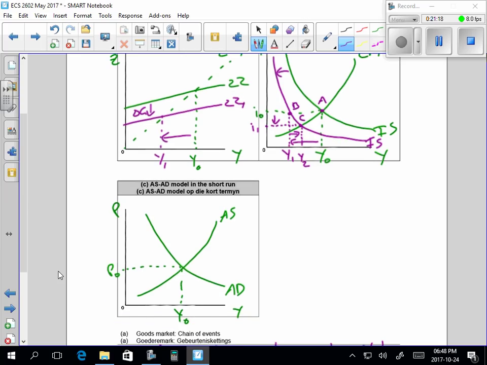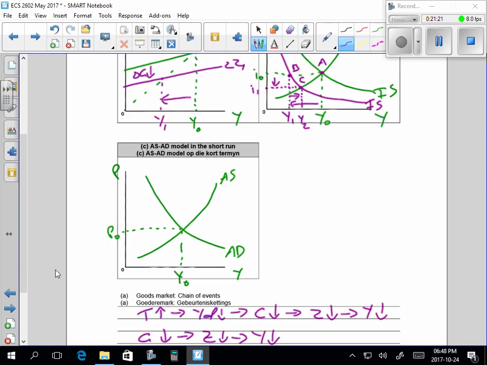Then the third one, they want us to show the decrease in government expenditure on the ADAS graph. Now, what you need to remember when you're dealing with your ADAS graph is that fiscal policy and monetary policy are what we call demand management policies. They will shift the AD curve, only the AD curve. Okay. So, decrease in government expenditure, we shift the AD curve to the left. Okay. If there is a decrease in price from P0 to P1 and a decrease in output from Y0 to Y1.